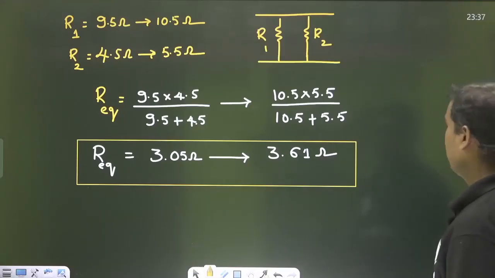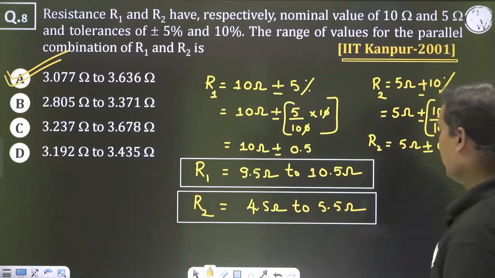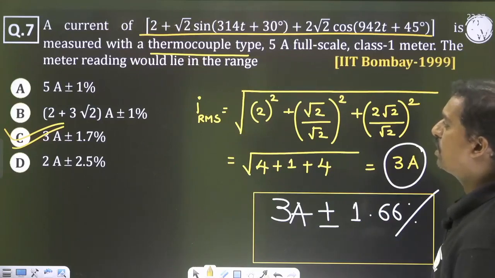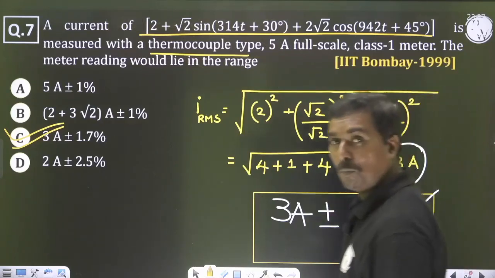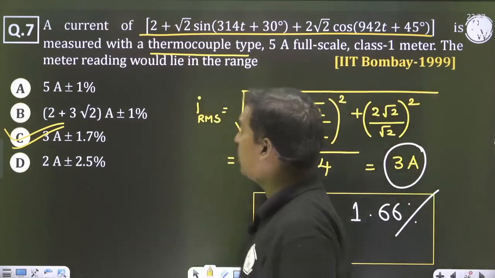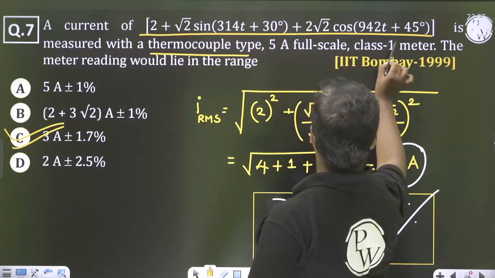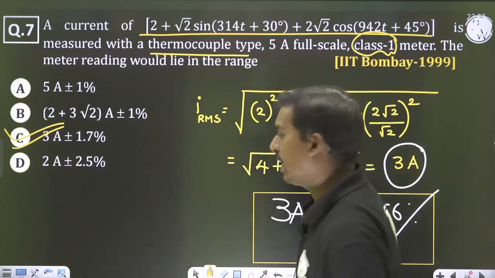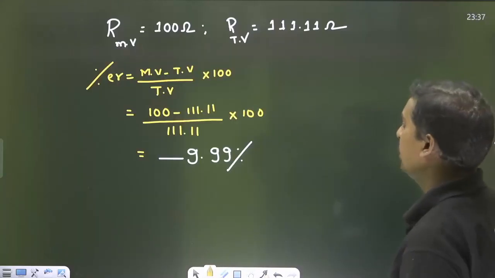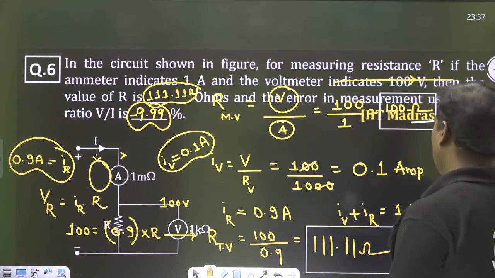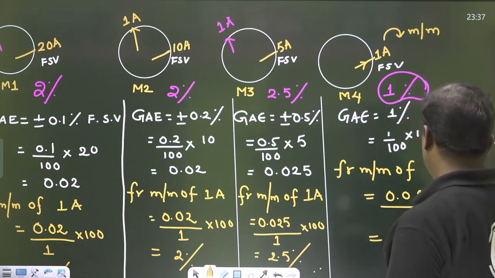Next, question number 8 is given. Question number 7 is about the thermocouple type and thermocouple type RMS measurement. But here there is one important point: class 1. What is class 1? Class 1 means maintaining 1% guaranteed accuracy. And this is a measurement of resistance by using the VI method. Okay, and this is again the guaranteed accuracy error.